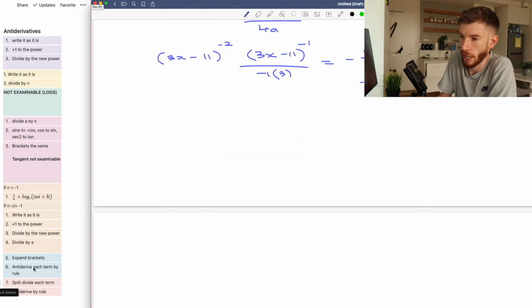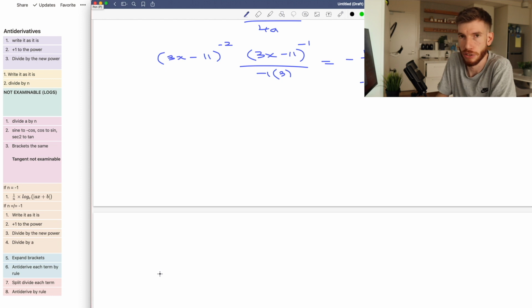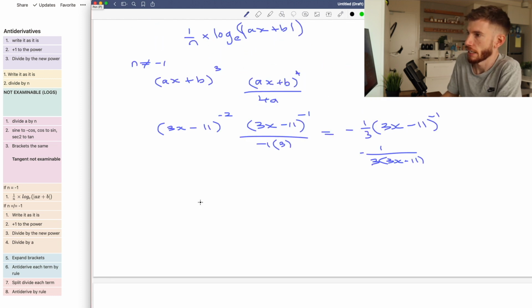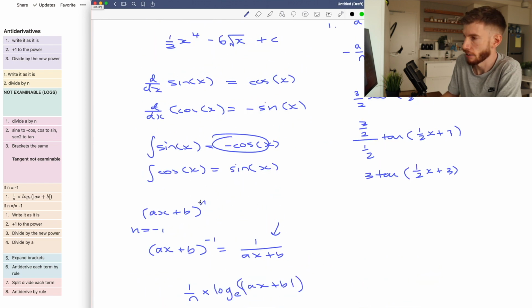Finally, the last two are more algorithms for when you're dealing with product functions or quotient functions. There's no direct rules, so you pretty much just expand the brackets in product functions, and then you should be able to antiderive by rule, usually the polynomial form. If it's a quotient function, then you divide each term by the denominator. You'll get individual terms in polynomial form, and then you'll be able to antiderive that using the polynomial form as well. And there we go. So that is everything there in terms of antiderivatives, indefinite antiderivatives.